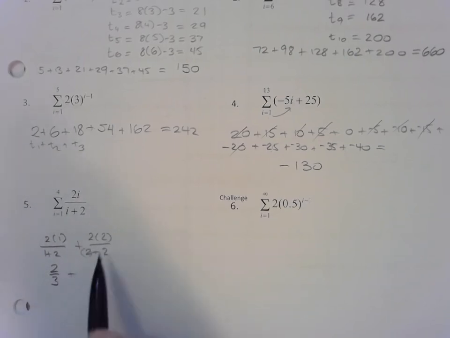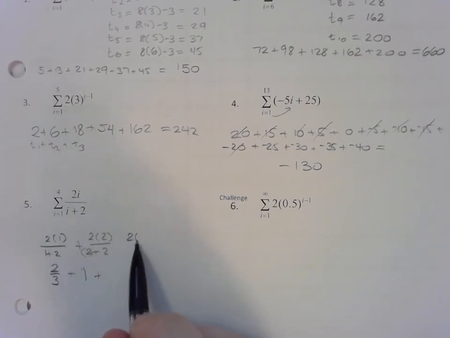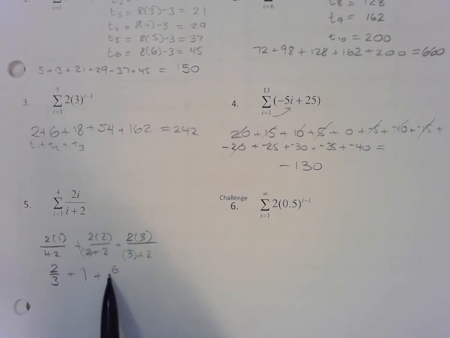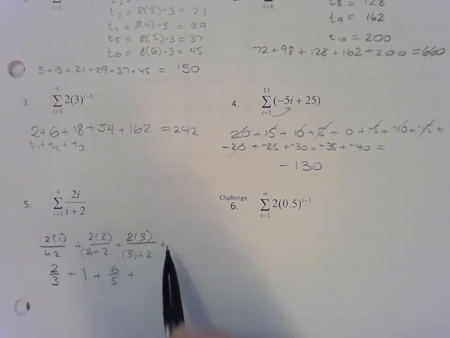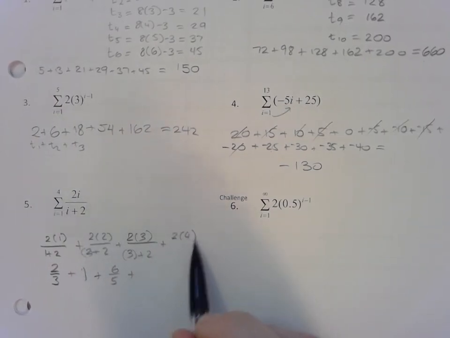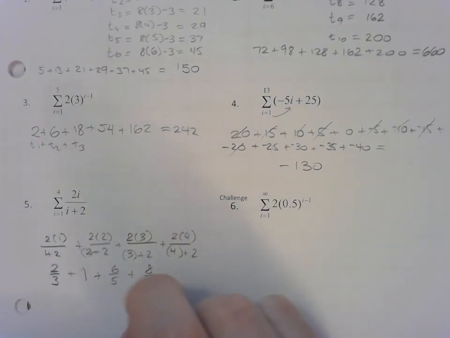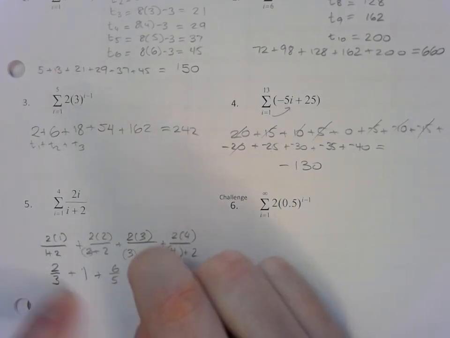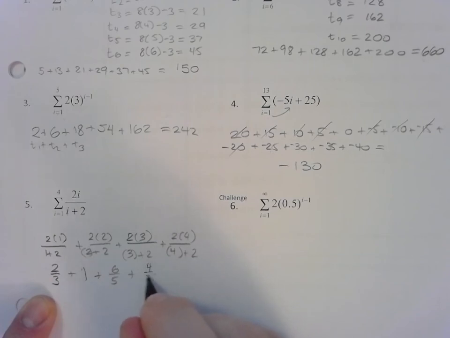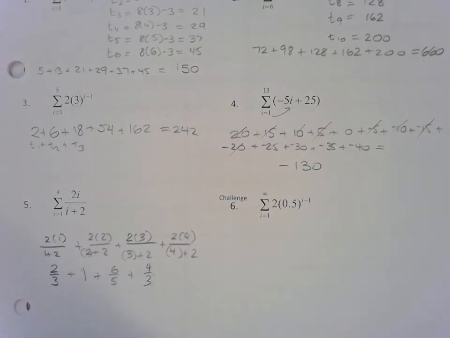That's 4 over 4. That's a value of 1. Plus 2 times 3 divided by 3 plus 2. That's 6 fifths. And finish it. This last term in the series is 2 times 4 divided by 4 plus 2. So that looks like it's 8 over 6, which can reduce to be 4 thirds, and I think I'll take an opportunity to reduce that because I have 2 thirds over here. So now I have all these 4 terms in my series.